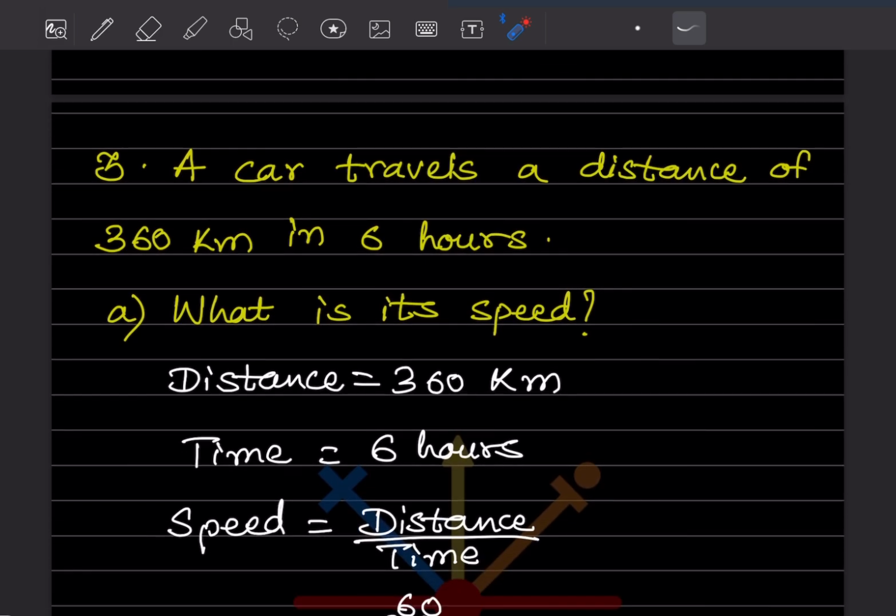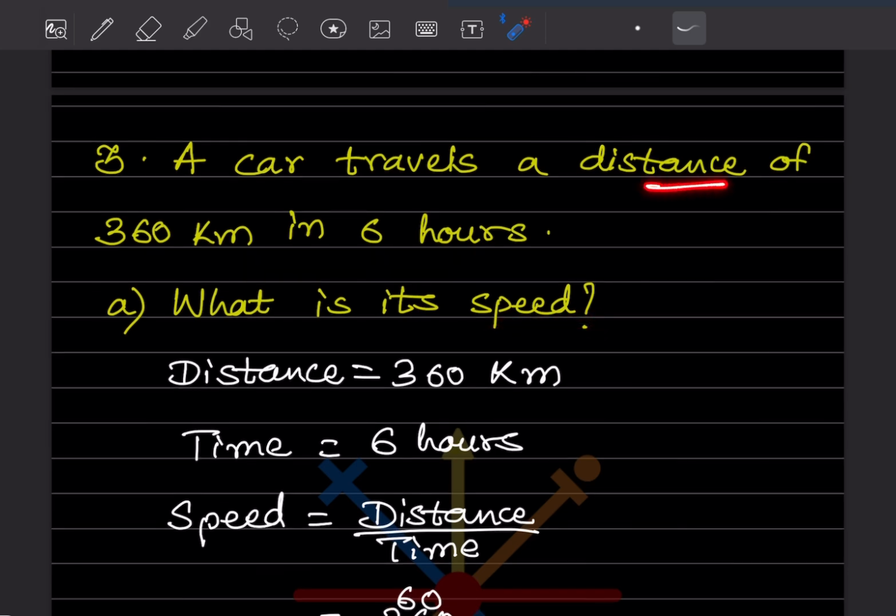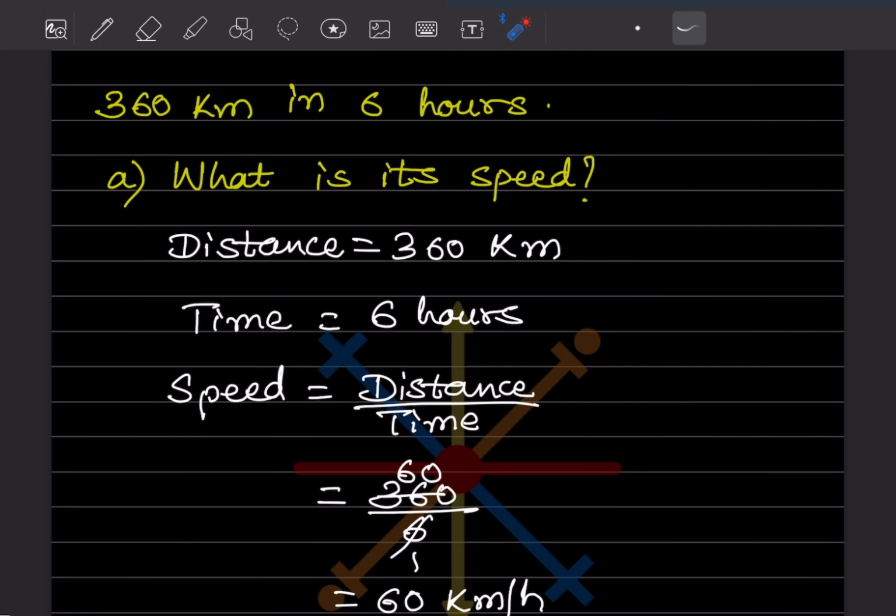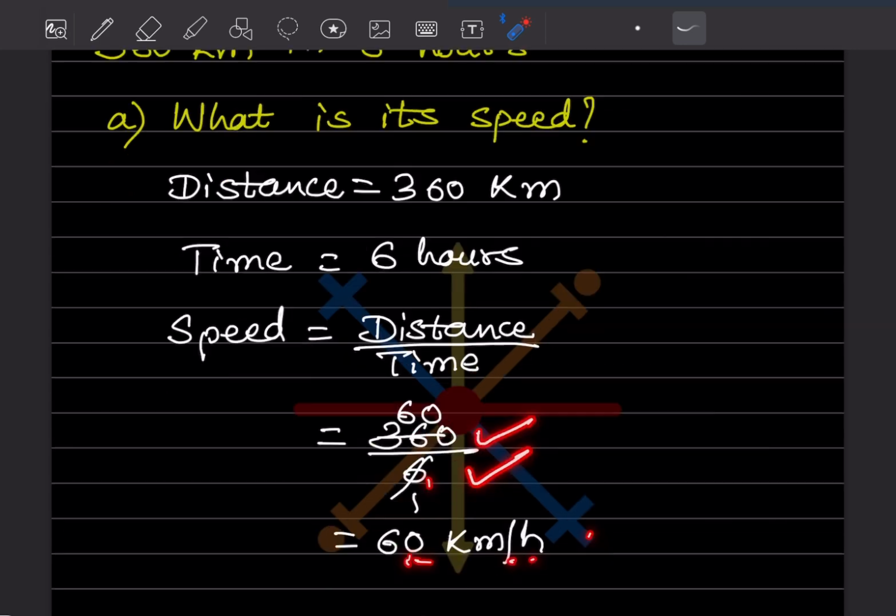A car travels a distance of 360 kilometers in 6 hours. What is its speed? So now let us write the given things. Distance is given as 360. Time is given as 6. So we want the speed. Speed, we know the formula now: distance by time. We already have kilometer per hour, so we don't have to change anything. Just write here 360 divided by 6. So that will be 60 kilometer per hour.